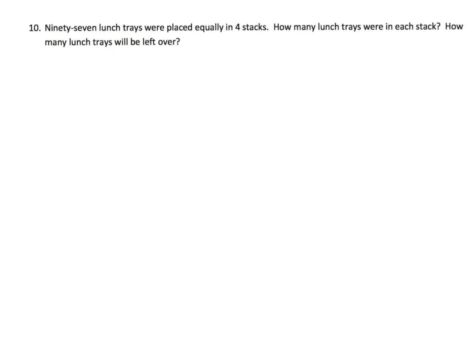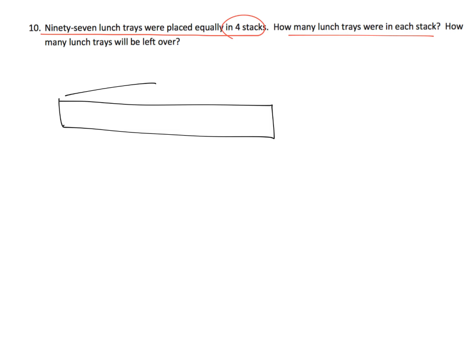And the last problem for this video: 97 lunch trays were placed equally on 4 stacks. How many lunch trays were in each stack? Well, a tape diagram would look like this. You've got 97 lunch trays, and they are stacked equally into 4 stacks, but it does say how many trays are going to be left over, so we might have some left over. That's kind of a rough idea of what the tape diagram might look like.